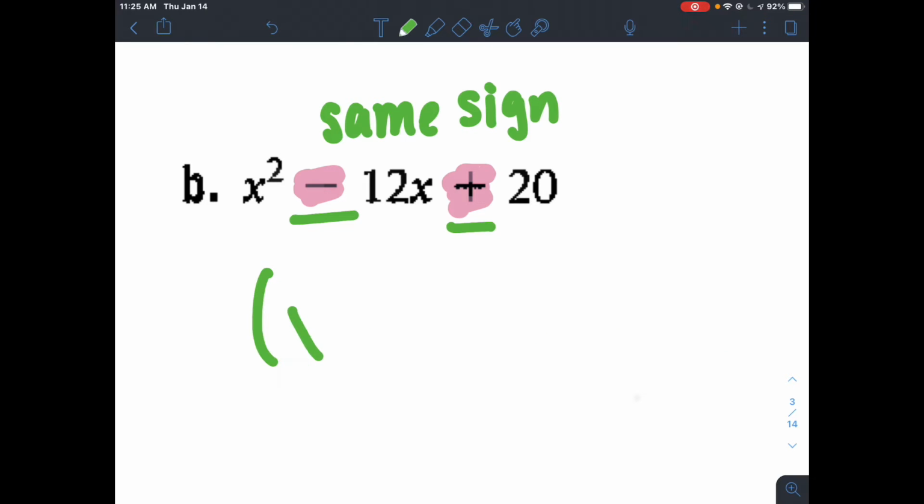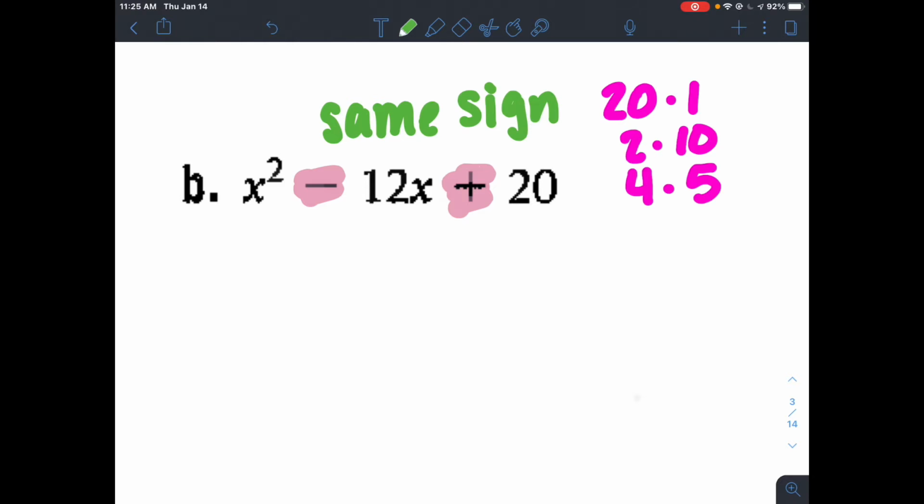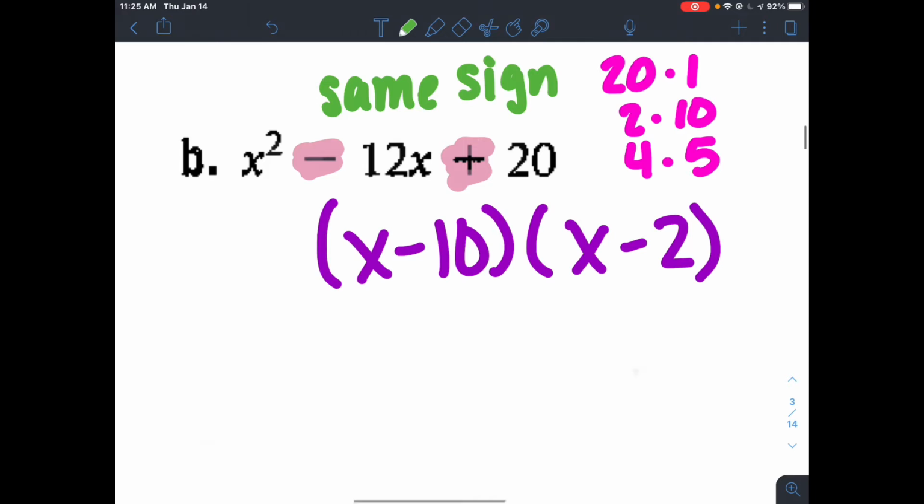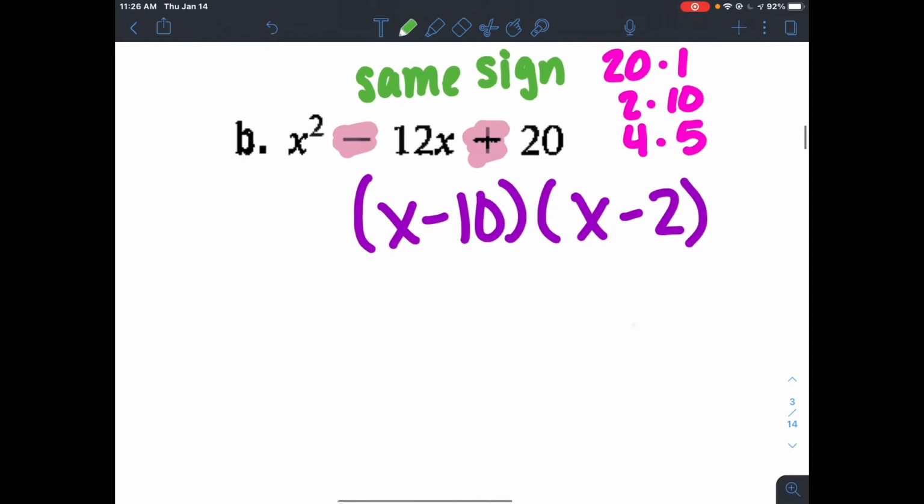So what times what is 20? So I'll list all of those. 20 times 1, 2 times 10, 4 times 5. Which one of those is going to equal negative 12? Both of them are going to be negative, okay? So make both of those negatives, and our answer will be x minus 10 times x minus 2. Hopefully this is kind of ringing some bells and you're remembering how to do this a little bit better.